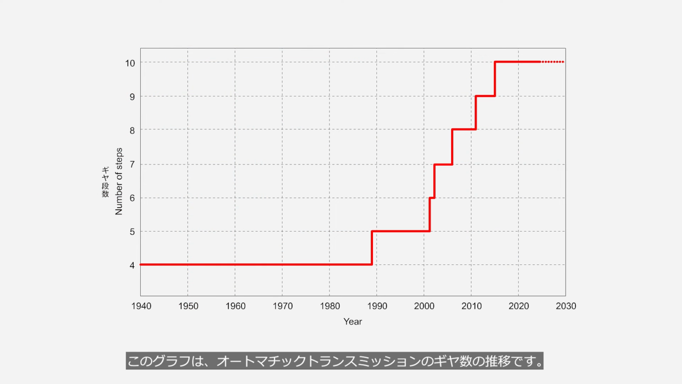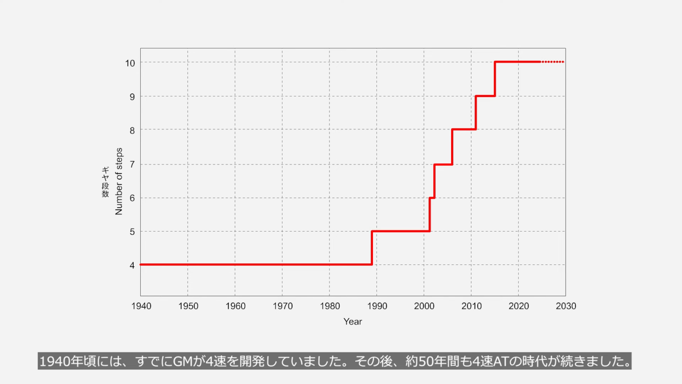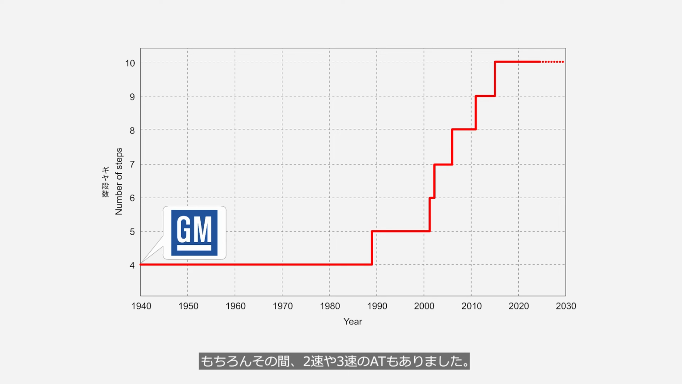This graph depicts the progression of number of steps in an automatic transmission. By around 1940, GM had already developed a 4-speed automatic transmission. Subsequently, the era of 4-speed continued for approximately 50 years. Of course, during that period, there were also 2-speed and 3-speed automatic transmissions.